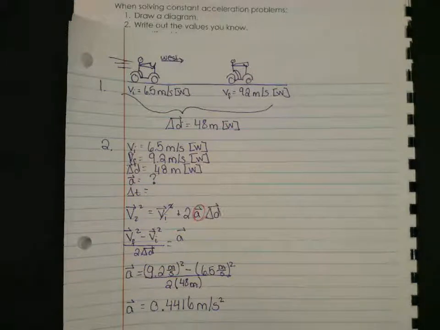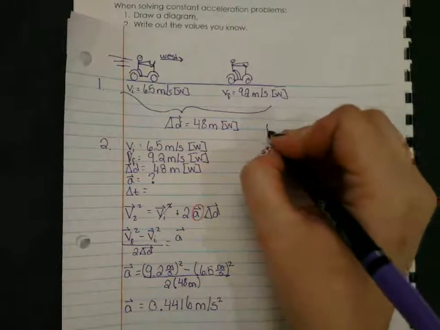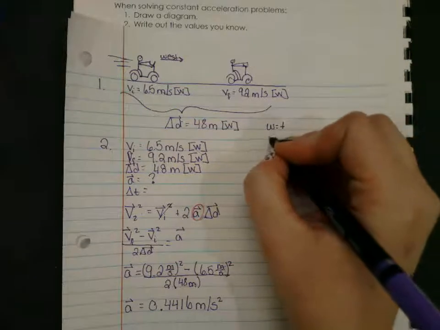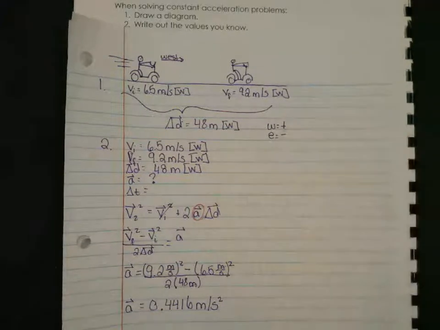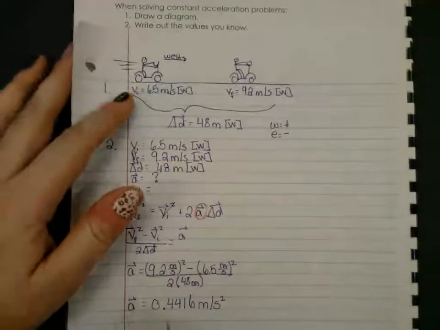I didn't set my positives and negatives before I started. So we're going to say that if this comes out positive, west is positive and east is negative. So it came out positive, so that helps me out.